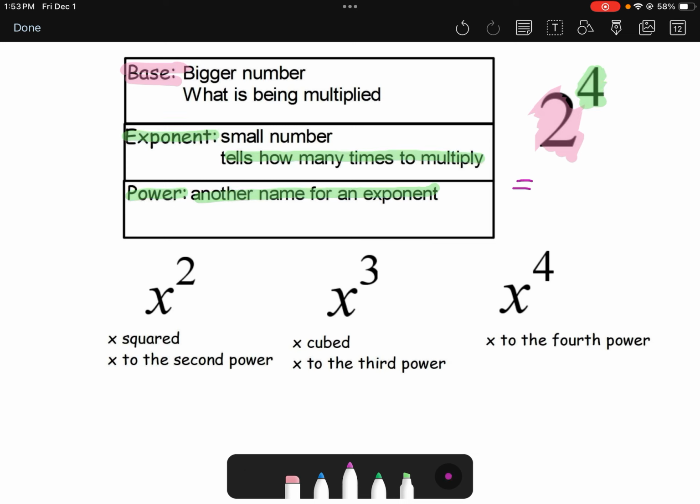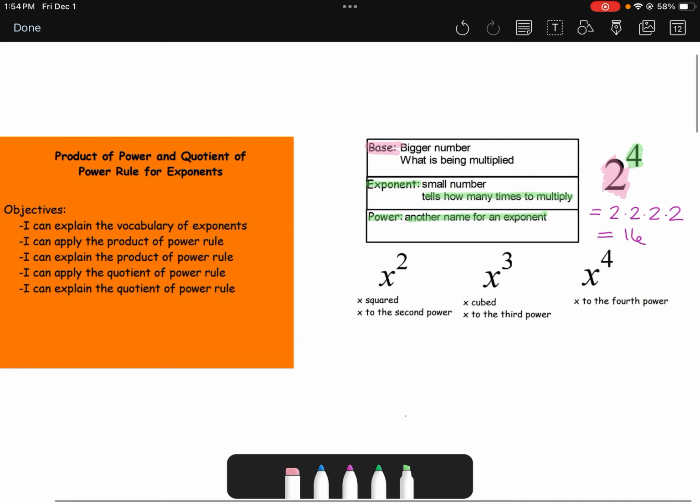So again, 2 to the 4th, that means 2 times 2 times 2 times 2, which is 16. So you're taking 2, that's what's being multiplied, 4 times, because that tells you how many times to multiply that number. So these are just some ways to say this. x squared, or x to the 2nd power, x cubed, x to the 3rd power. Anything after that, we just say x to the whatever power. So anything above 3, that is what we just do.